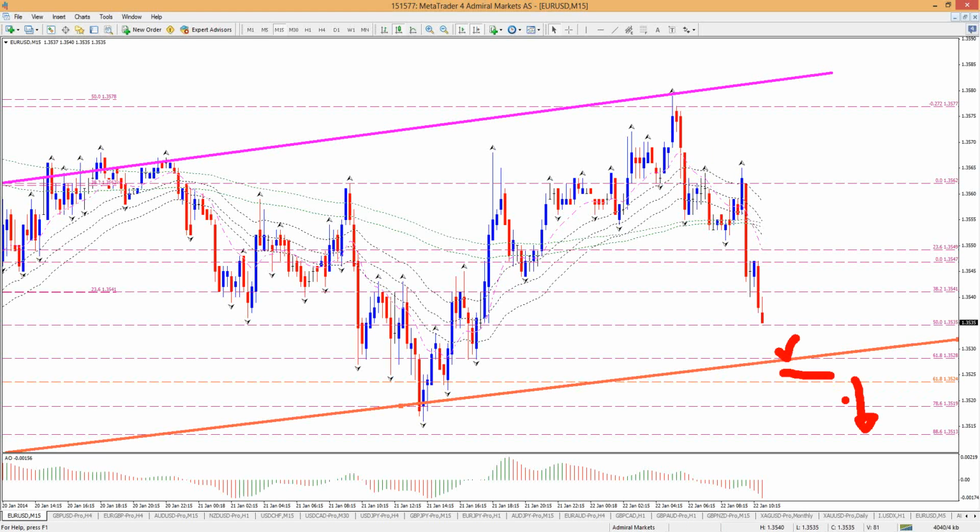The trend line validates that fractal and qualifies it as an important fractal. The trend line is important, but I wouldn't trade it without that fractal. So they go hand in hand in my opinion. The fractal becomes important because of the trend line. The trend line is tradable because of the fractal.